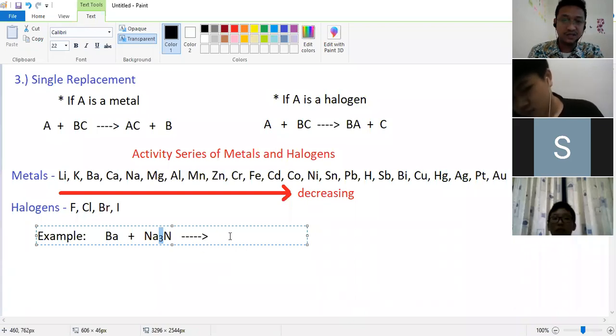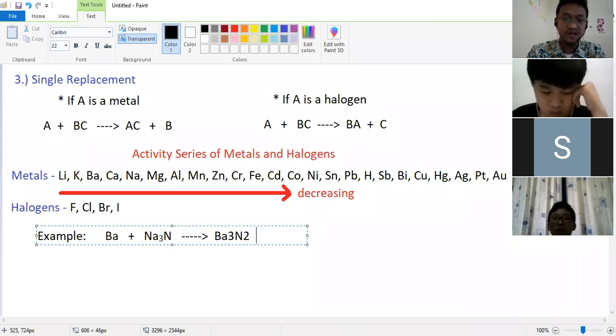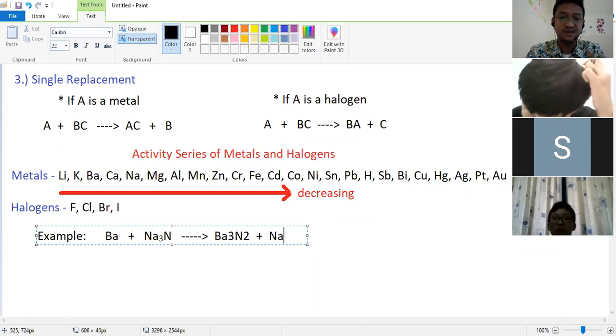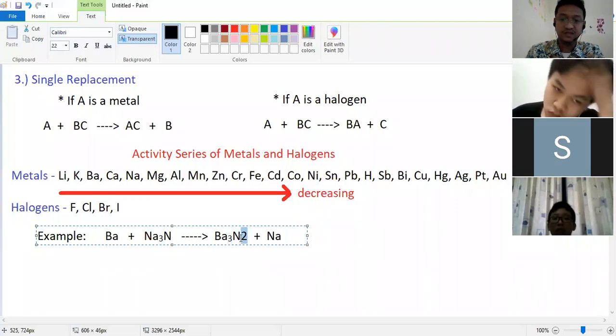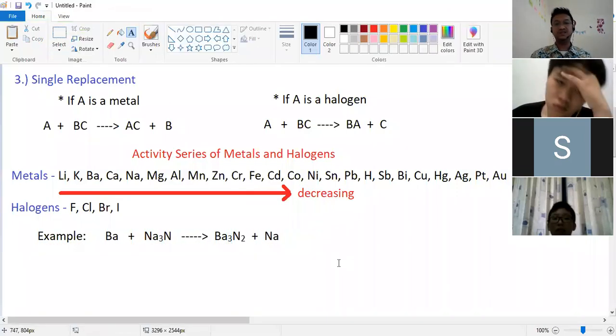So let's write the answer here. We have barium that will replace sodium to become Ba3N2, and then plus sodium will be the new free element. All right, so this will be the products. Okay, so this is correct.